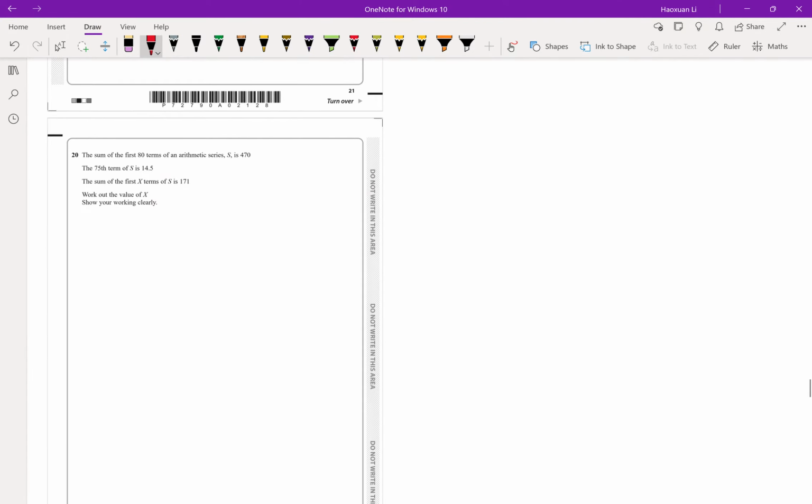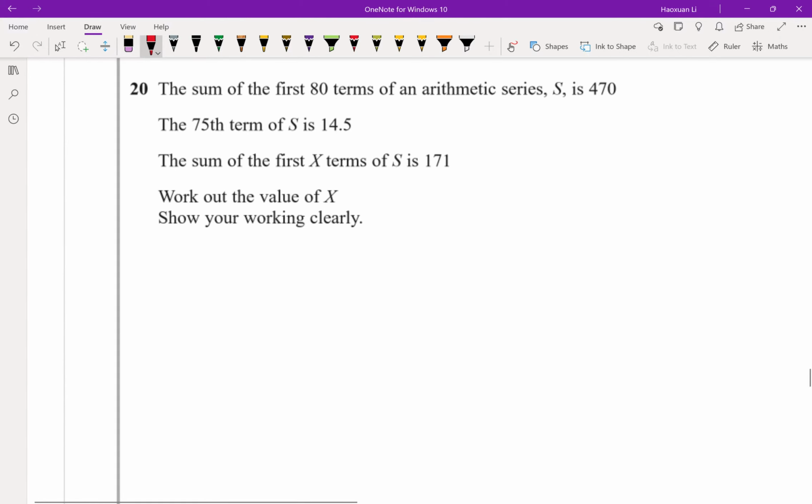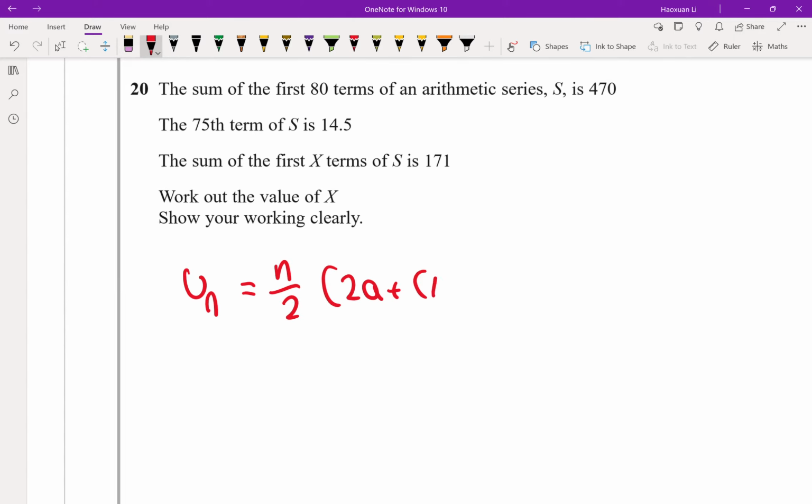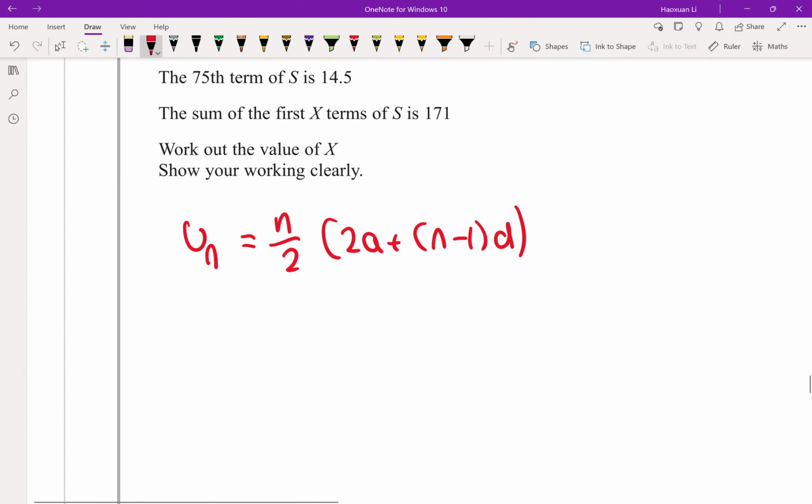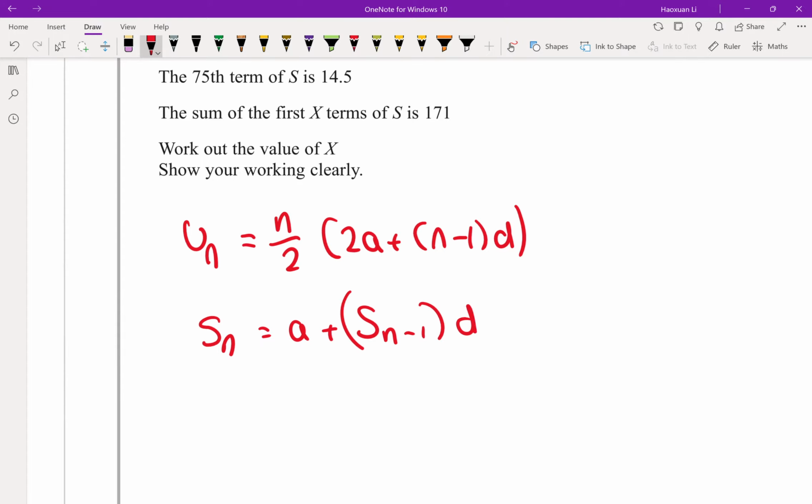So this requires lots of work to be done. So if you find this question easy, you may want to have a second reread of it, because you can easily misread the question and lose lots of marks, as there's no error carried forward mark in the later questions. So sum rule. So Sn is equal to n over 2 times 2a plus n minus 1 times d. And then the nth term rule, so the nth term will be equal to a plus n minus 1 times d.